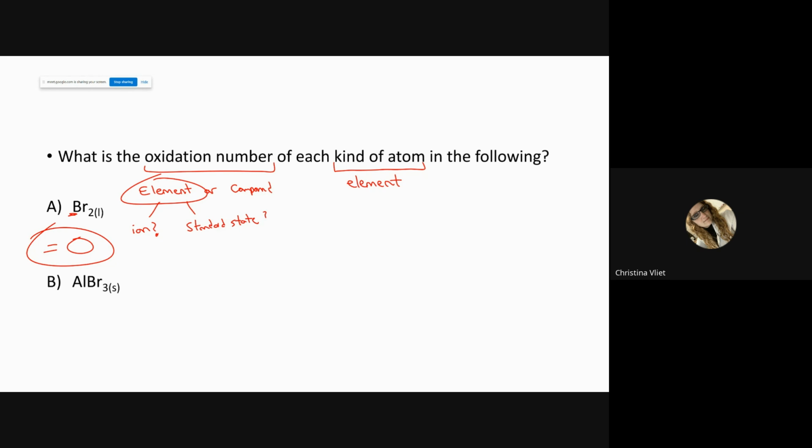Element or compound? Right. Element or compound? Compound. So how will we get the oxidation number of each element in this compound? Remember, rule 5 talks about compounds. If the compound is neutral, you're going to add all the oxidation numbers to equal 0.